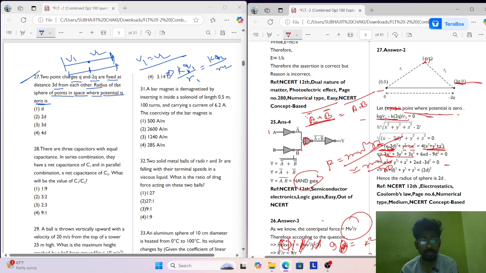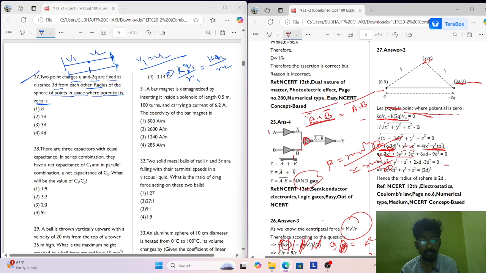So x plus d, take 1d here. You will get (x plus d) whole square plus y square plus z square, and this will be 4d square. Take this 4d square here, you will get (2d) whole square. So from that you can say the radius of the sphere will be 2d.